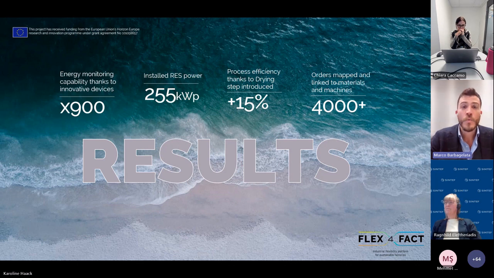And then we were also able, through the foundation digitization process, to support a very basic thing, that is figuring out what orders you're trying to fulfill, which up until FlexForFact was done close to manually, let's say. And now we do have a database that is allowing this, and that will allow to link the orders fulfillment to the production planning that is going to be linked to the RES production.